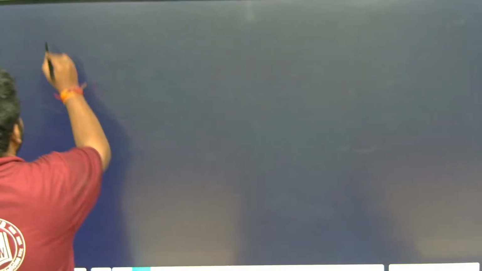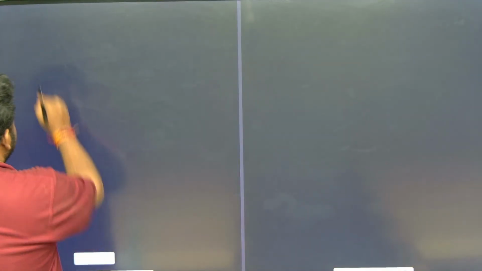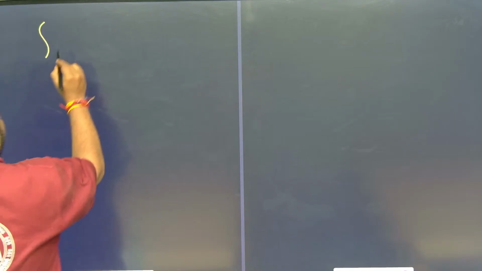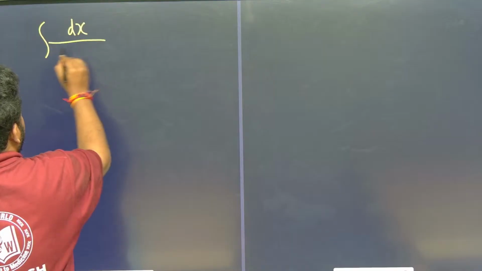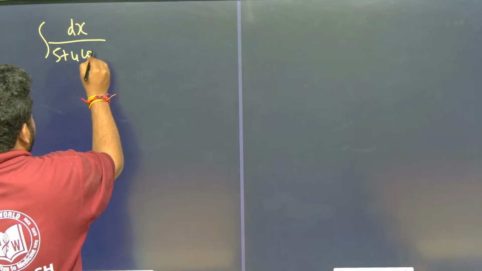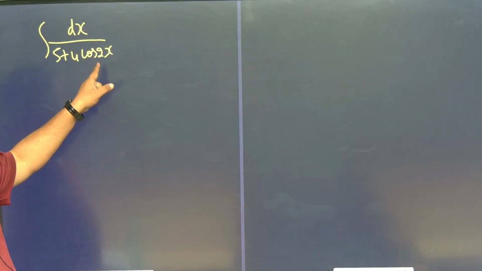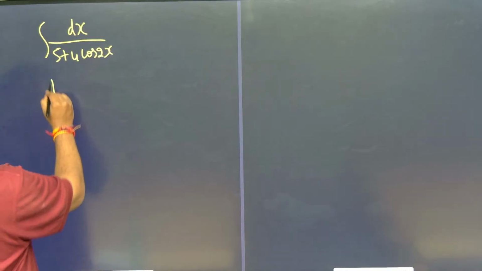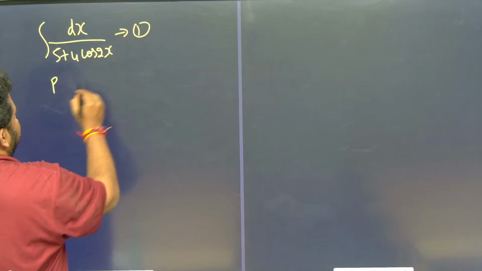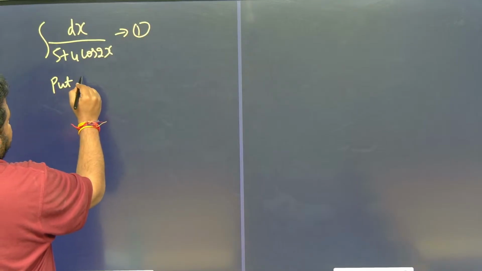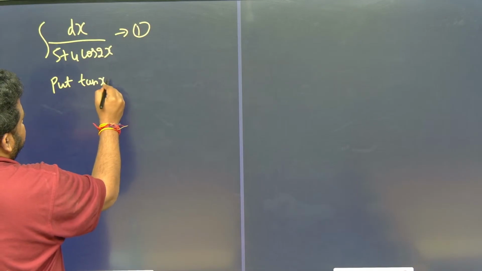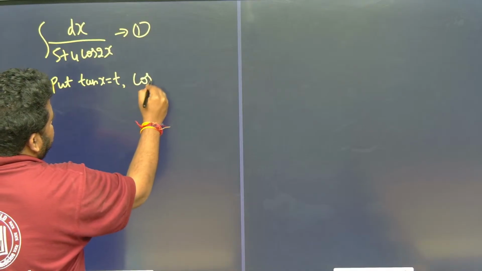So see here, integral of dx by 5 plus 4 cos 2x. Let us speed up. Here the double angle formula is there, so we have to put what? Let this be equation 1. Put tan x is equal to t.